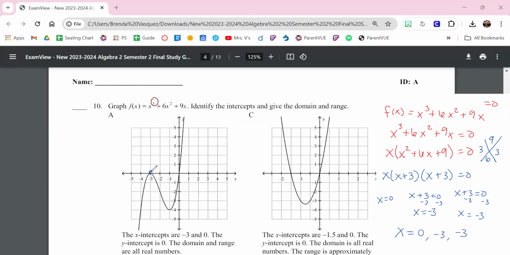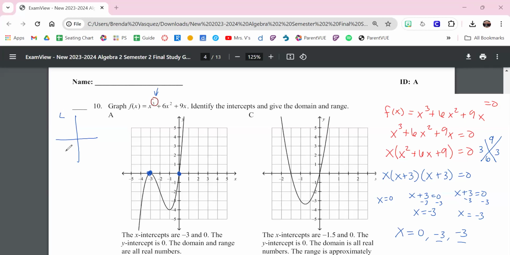We have a 0 at -3 and a 0 at 0. We said that whenever we have a multiplicity, it's going to bounce back. So this one is coming from the bottom, it touches -3, bounces back, and intersects 0. Next, we have to look at the degree. The degree is a power of 3. Is 3 an even or odd number? Odd. So whenever it's odd, what's the end behavior like?